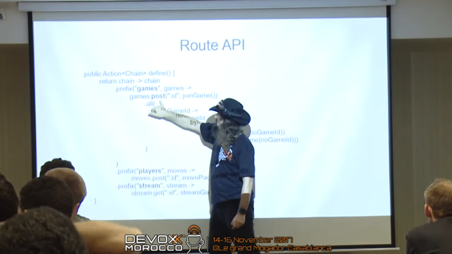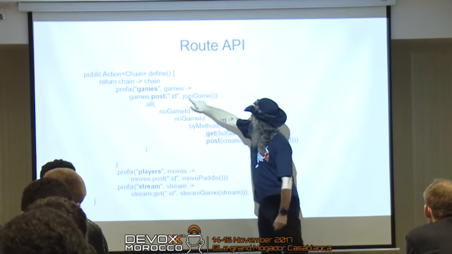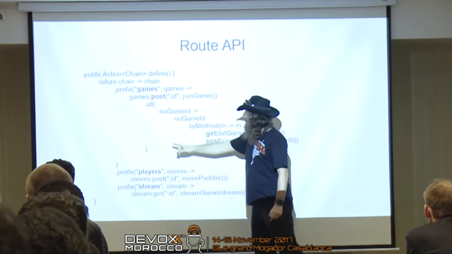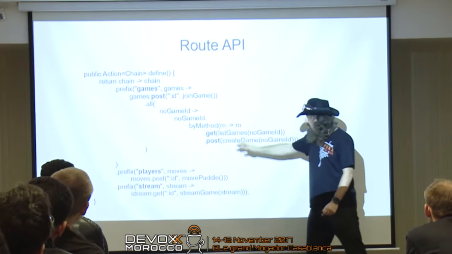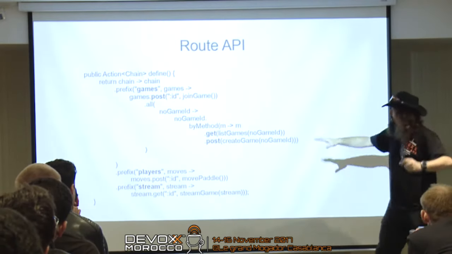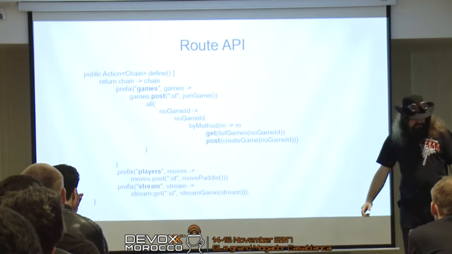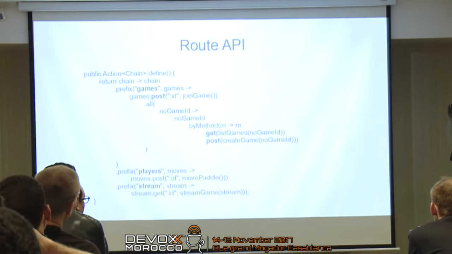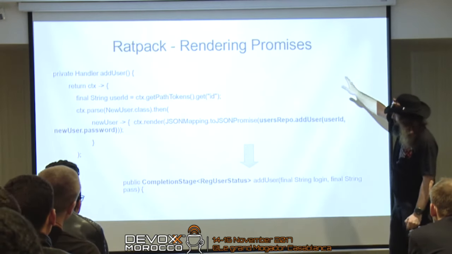Whenever someone does a post, we call these methods like this, get. Or in other cases, on get we have a list of gets, or we create a new post. So you see, whenever I have HTTP routing, it's a functional way of writing it. You see this in my Ratpack example. But okay, I skip that part.